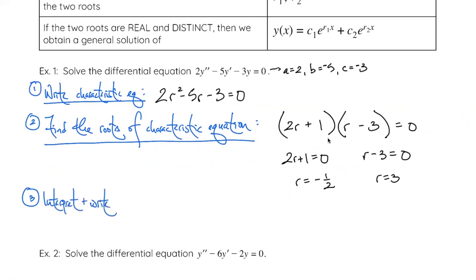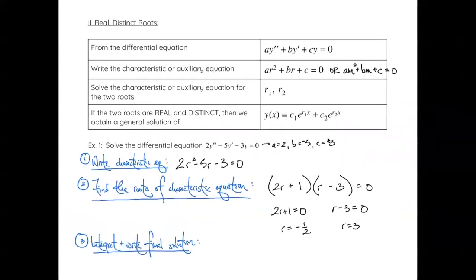Our third step will be to interpret and write a final solution. And we've only learned one case so far, and it's clearly under the section that says real and distinct roots, right? But when you look at your homework, this would be an important step to think about. And so when we're interpreting, we're thinking, are the roots real? Yeah, negative 1/2 and 3 are real numbers. And are they distinct? Yes, negative 1/2 is not the same as 3.